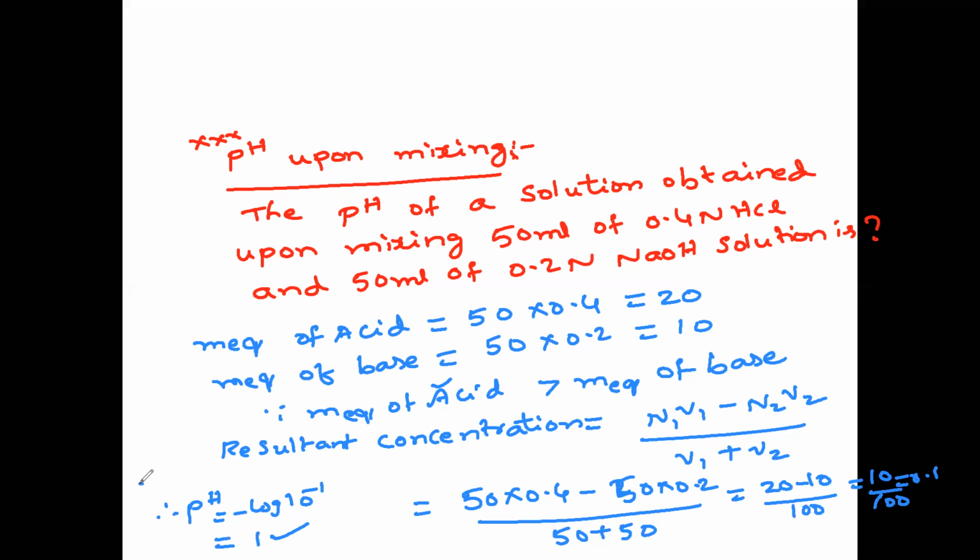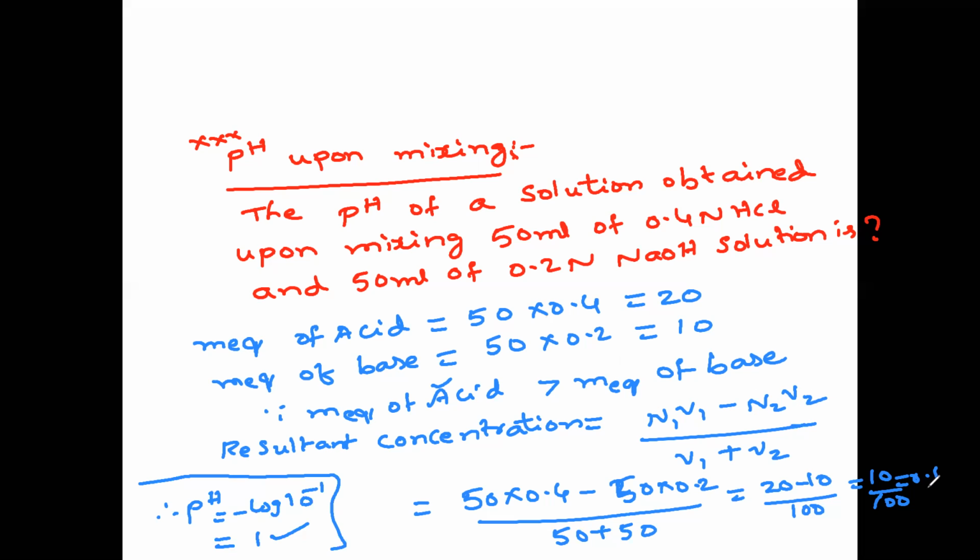In this way, you have to find out. So this is called pH of solution obtained. Whenever an acid is combined with a base, you have to take minus for the resultant concentration. To decide which is N1 and which is N2, we have to consider the milliequivalent of acid and the milliequivalent of base. Suppose the milliequivalent of base is greater than that of acid, then N1 should be taken as base and N2 should be taken as acid. Very, very important, otherwise you'll get the values in negative.